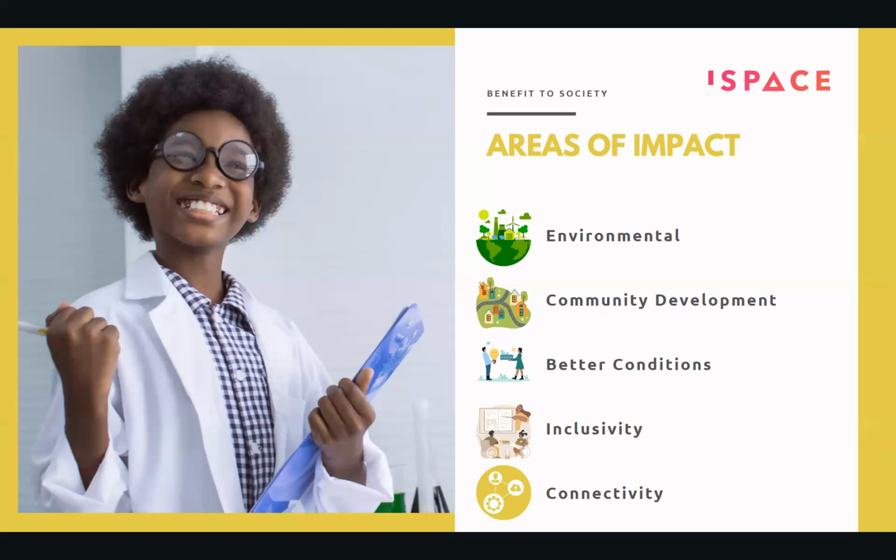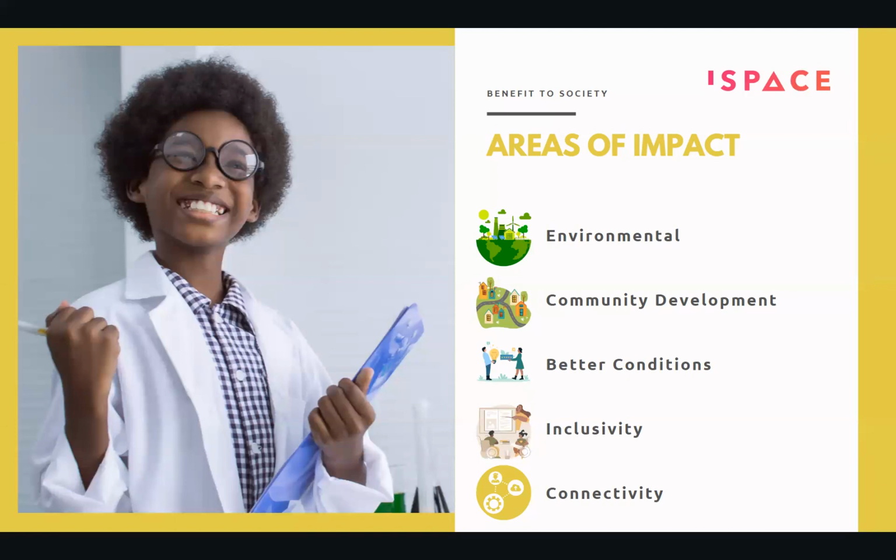To dive deeper into each one of those, some areas of environmental impact could be reducing greenhouse gas emissions, conserving water or other natural resources, protecting biodiversity, and then also reducing pollution. Some other related things would be that you could train children or people in the community about how to conserve resources, and then to make environmental impact where they are.